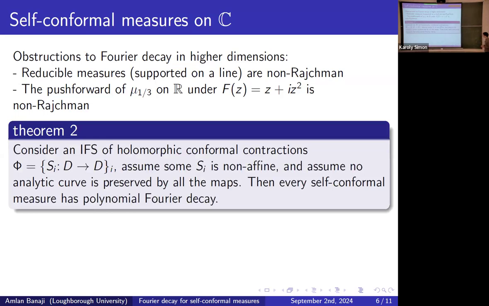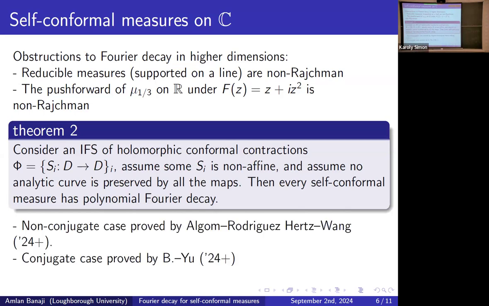Let's suppose that we consider an IFS of holomorphic conformal contractions, and we assume that at least one of our maps is not affine. We moreover assume that there doesn't exist an analytic curve which is simultaneously preserved by all of the maps. Then every self-conformal measure for such a system has polynomial Fourier decay. This is very similar to the previous theorem, but we assume that no analytic curve is preserved by all maps.